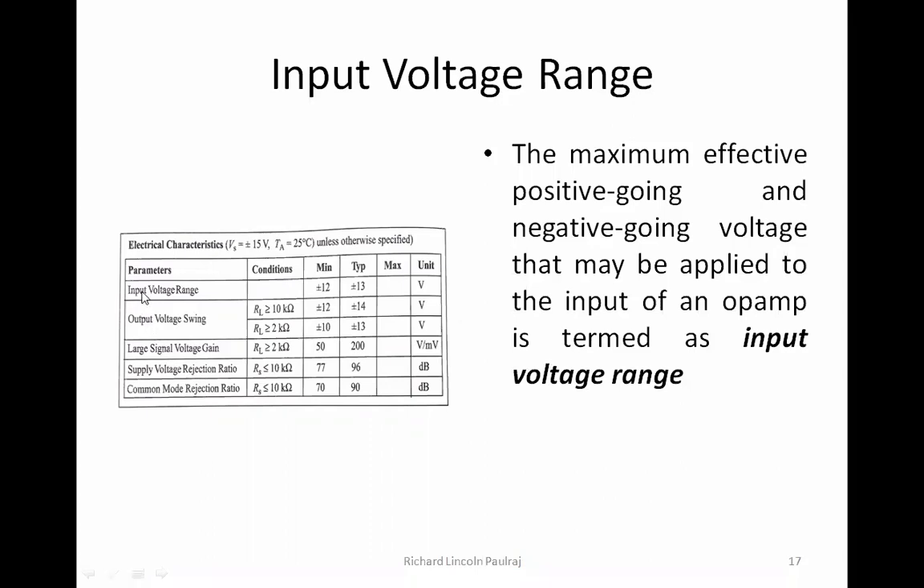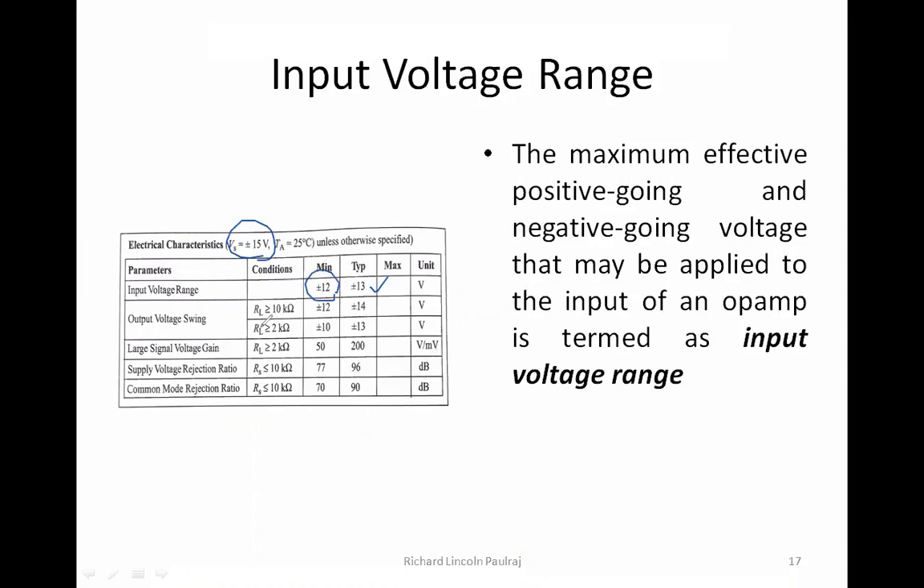Okay. So if you can see the input voltage range, the minimum that it can go to is about plus or minus 12 volts. Keep in mind, if I am giving the supply as 15 volts, how much? 15 volts. So typically it will maintain about 13 volts. So plus 13 VCC, minus 13 VEE is maintained, and it can go down to about 12 volts. Okay.